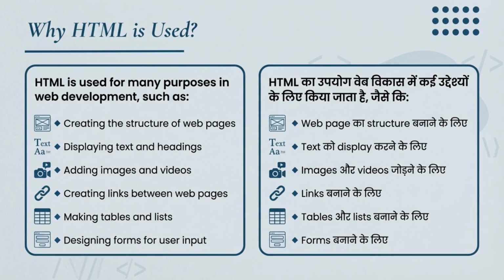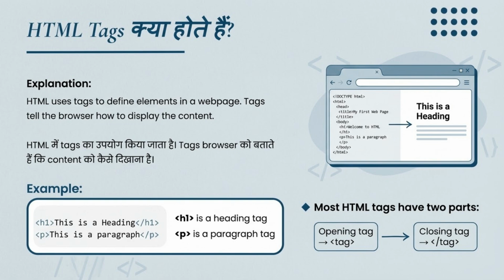These include creating the structure of web pages, displaying content like text and headings, and adding media such as images and videos. HTML uses tags to define elements, which tell the browser how to display content. Most tags have an opening part, like less than tag greater than, and a closing part, like less than / tag greater than.